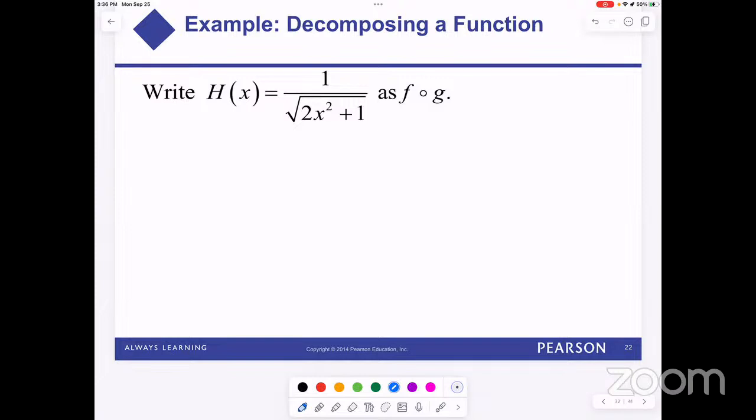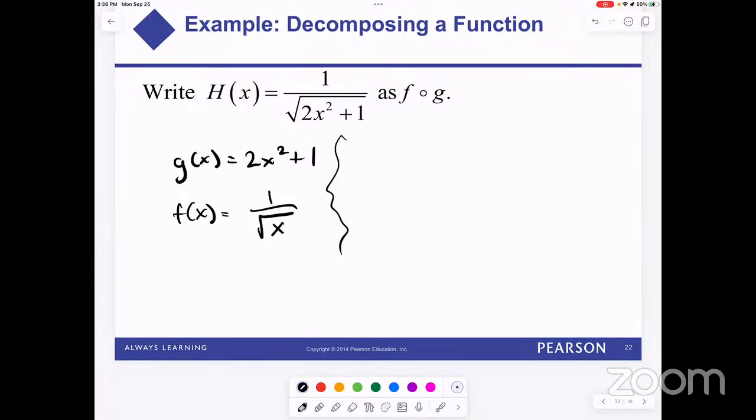So let's start with our inside function. One possible inside function, one possible g, we could say let g of x be 2x squared plus 1. If that's our inside function, then our f of x would need to be 1 over the square root of x. So that's one potential, right?